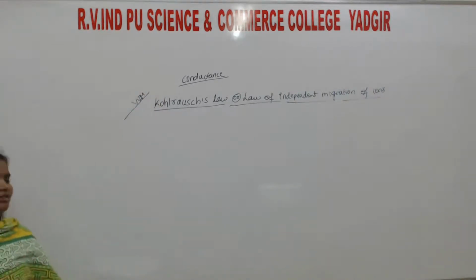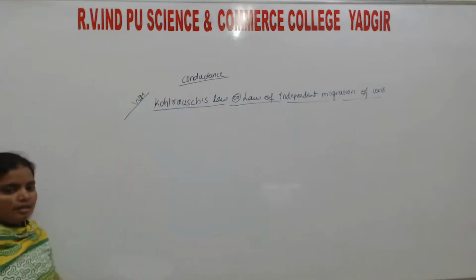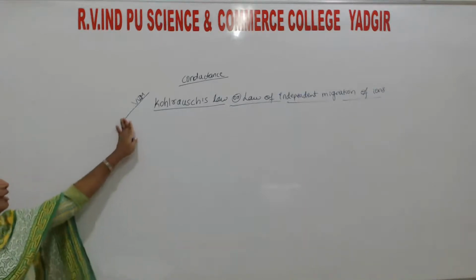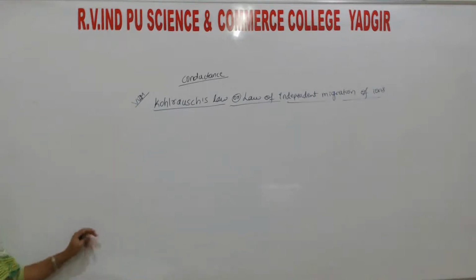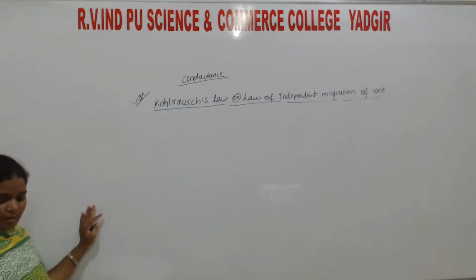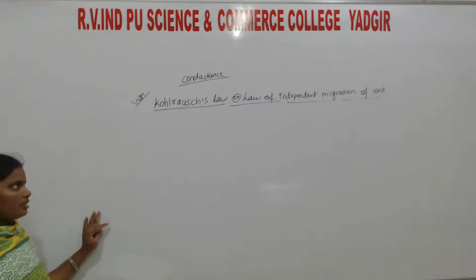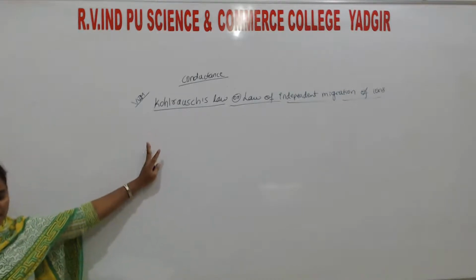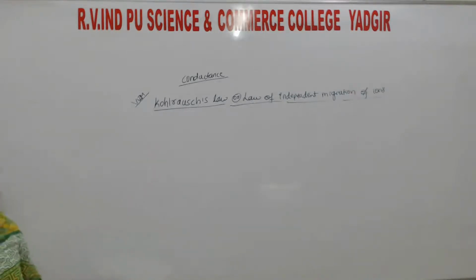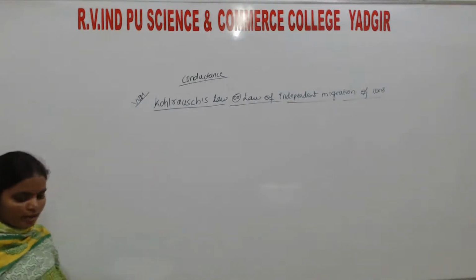When you understand this Kohlrausch law, the conductivity experiment is easily understood. Here, in Kohlrausch's law, the law of independent migration of ions, we study the equivalent conductance of different electrolytes at infinite dilution.